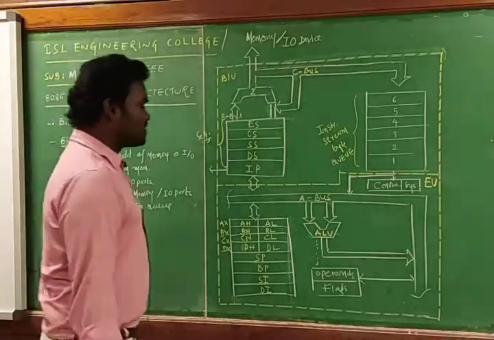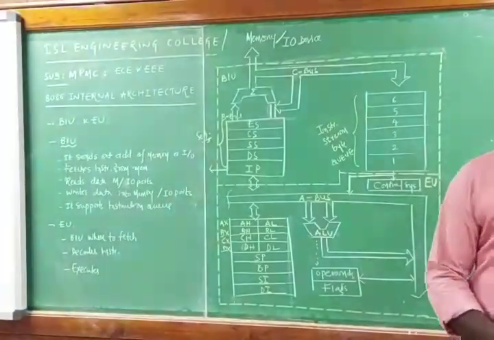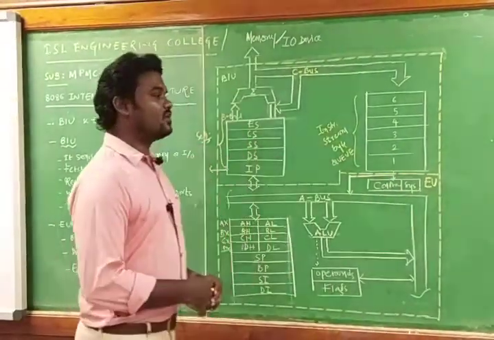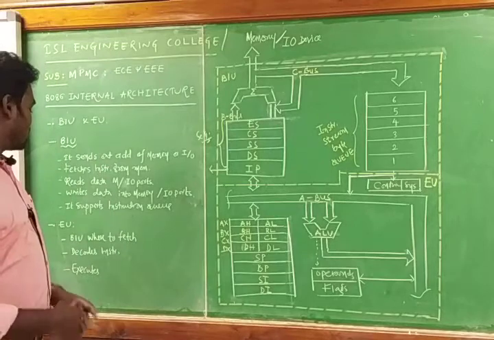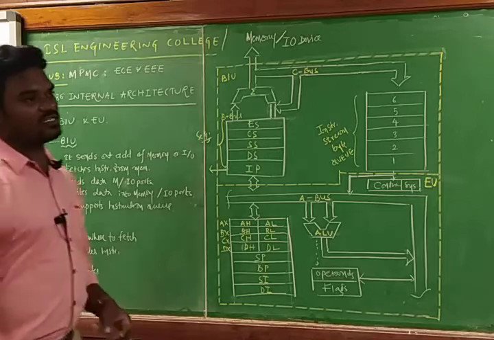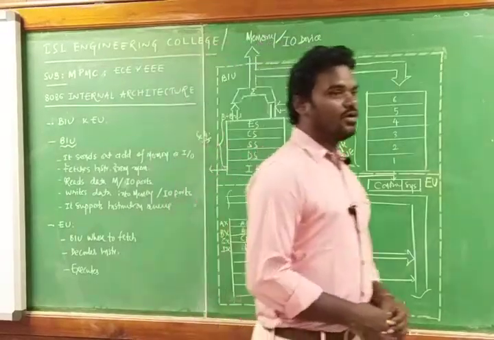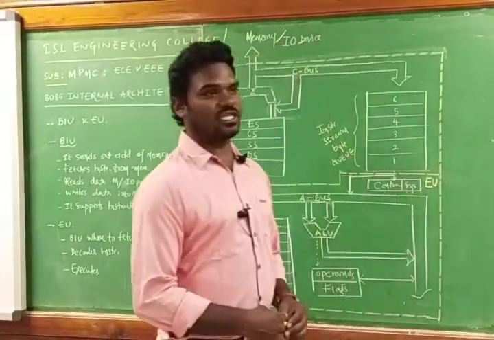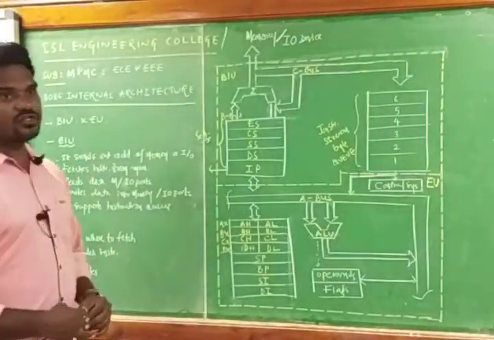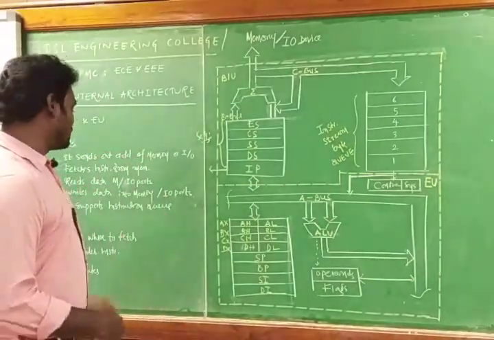Second function of the execution unit: by using some decoder, the instruction will be decoded by the execution unit, and after decoding, it is going to execute the same instruction. These are the three main functions of the execution unit. First, it tells the bus interfacing unit from where to fetch the instructions. Second, it decodes the instructions, and after that it executes them.